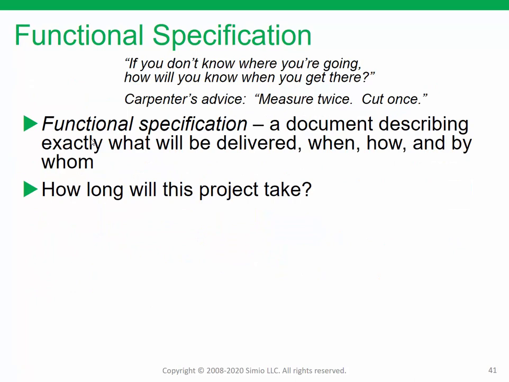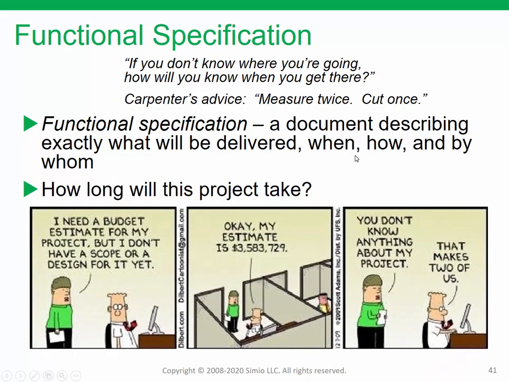I strongly recommend that you develop something called a functional specification. A functional specification is a document that describes exactly what will be delivered, when it will be delivered, how it will be delivered, and who will do the delivery. So the basic question, if you think about it, is, well, how long will this project take? And of course, we always have Dilbert to turn to, and I will let you read the Dilbert. But the main idea is, if you don't understand what exactly you want to do, then it's impossible to predict how long the model will take.